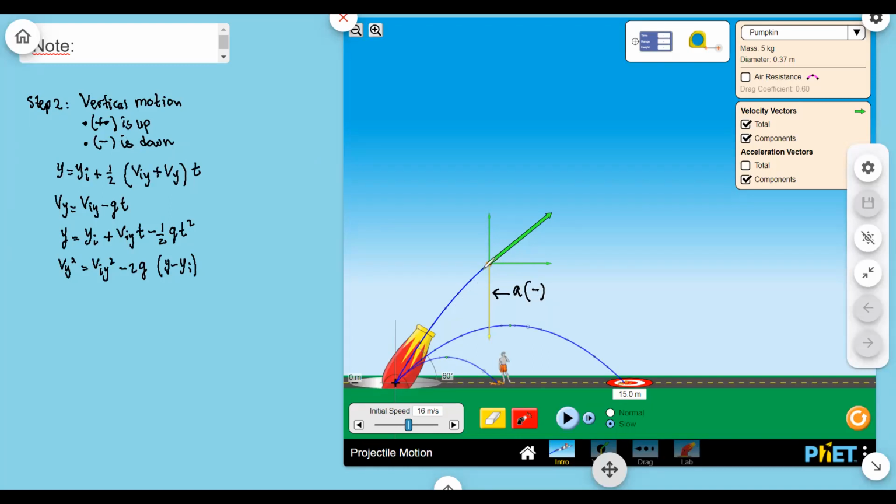Now, from this simulation, which one is the final height? The final height can be measured from the final position to the ground. So this is the final height. And the initial height is starting from the original point. And this is the initial height. You also can adjust the initial height, but here the initial height is 0 meters.